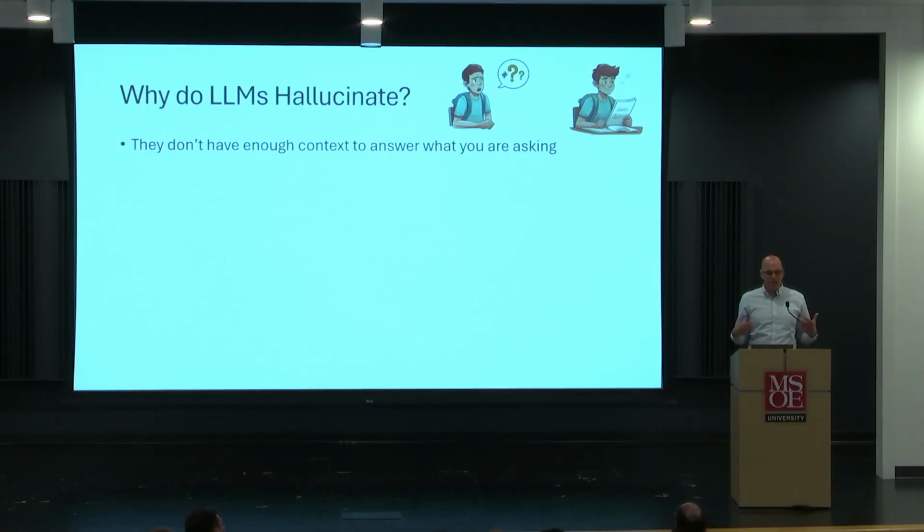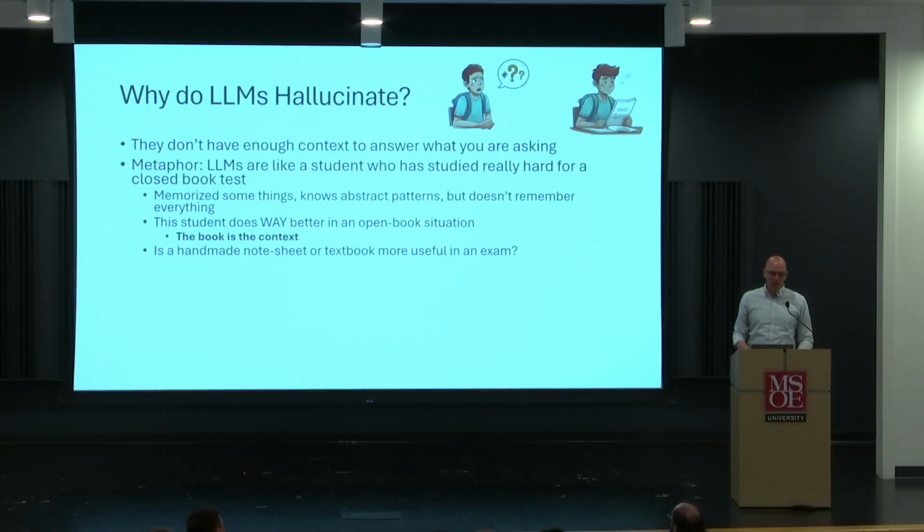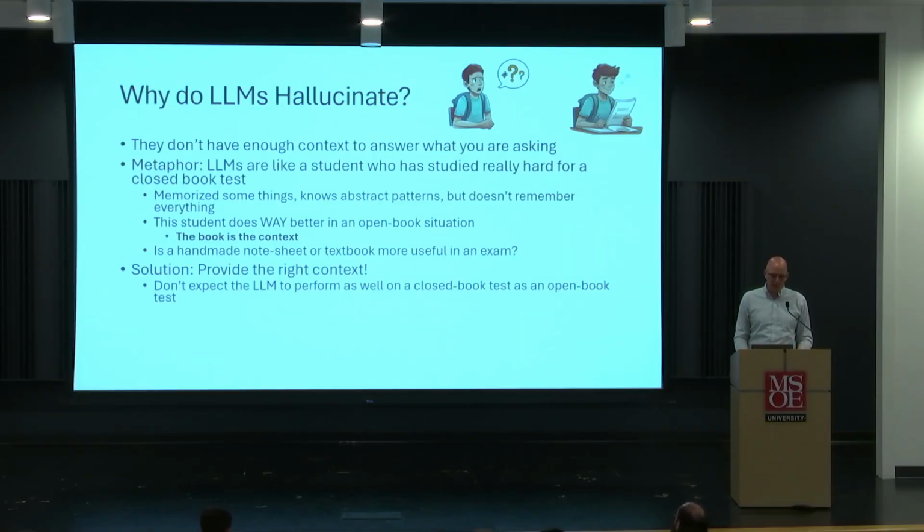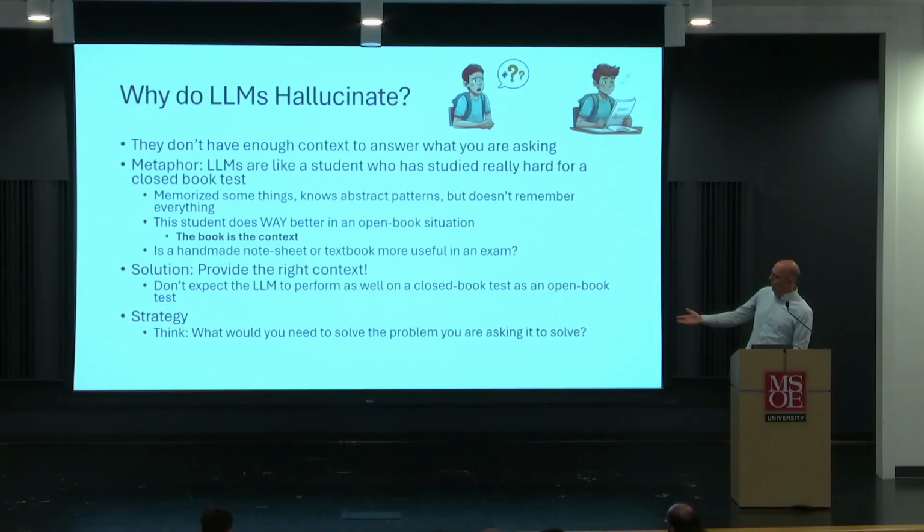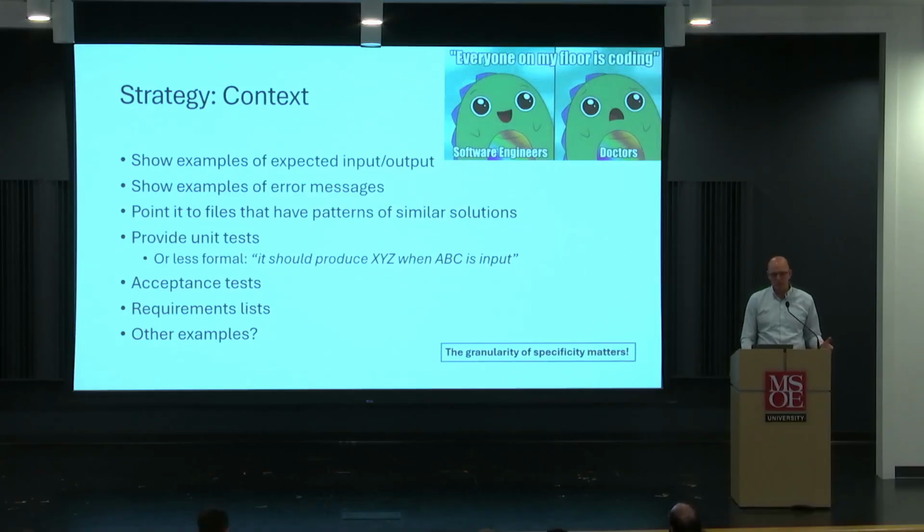Almost always the answer is they don't have enough context. So I like to think about this like a student who studied, an LLM is like a student who studied really hard for a test, and then your prompt is like a closed book exam. That student has to solve that problem, but they don't have the context beyond what they studied, right? So wouldn't it be better if we gave them the textbook or a note sheet? They'll do better, right? So if we provide the right context, we can short circuit a lot of the hallucinations that happen. So think about what would you need to solve that problem? If your LLM doesn't have that, you can't solve it.